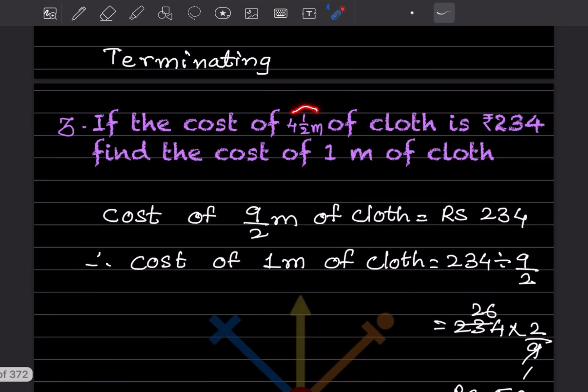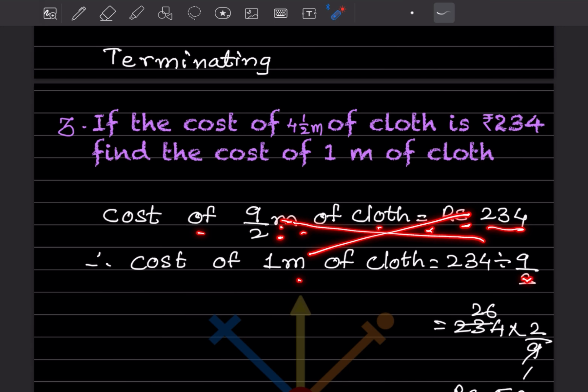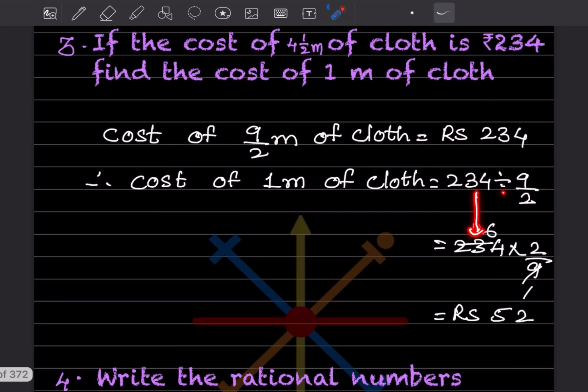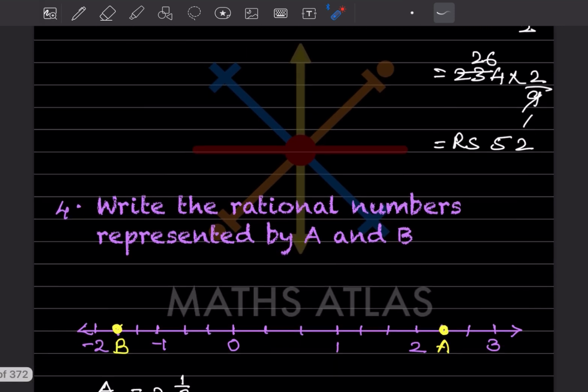If the cost of 4.5 meters of cloth is rupees 234, find the cost of 1 meter of cloth. So the cost of 9 by 2 meters of cloth is given; for 1 meter, you are going to cross multiply. So this will be 1 into 234 divided by 9 by 2. So 234 divided by 9 by 2 means this is going to get flipped over and multiplied, that will be 2 by 9. So 9 ones are 9, 26 are. So 26 into 2, that is going to be rupees 52. Because they have asked for 1 meter, it will be rupees 52.